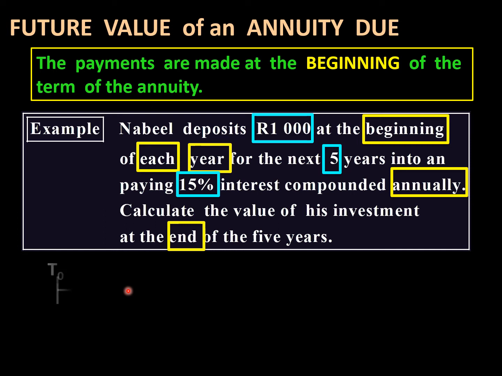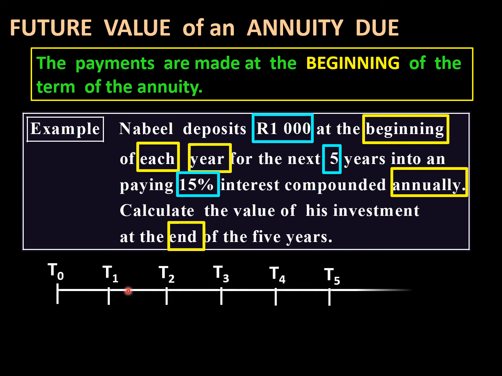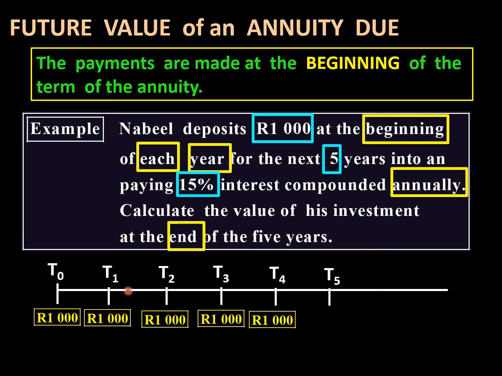Let's look at our timeline. Now he's making the payments right at the beginning. Beginning of the first year, beginning of the second, beginning of the third, beginning of the fourth, beginning of the 5th year. And we want to find what is the future value of all these deposits if he makes a deposit at the beginning.